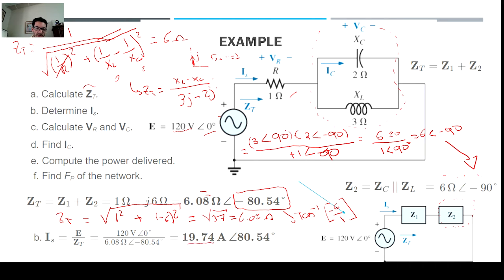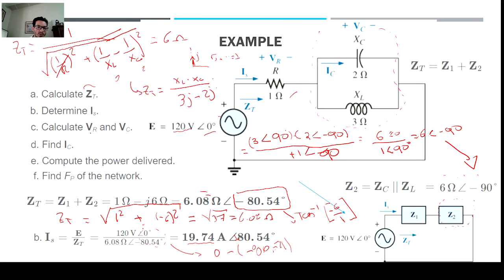This gives us 19.74, and then for the angle, dividing phasors, we know this by now, is 0 minus, and the value is negative, so negative 80.54 gives us positive. So there you go. The total current is 20 amps, almost, 19.74 amps at an 80.54 phase shift. Okay, so now we also have to do the voltage drop through the resistor and the capacitor, the current through the capacitor, the power delivered, and the power factor.